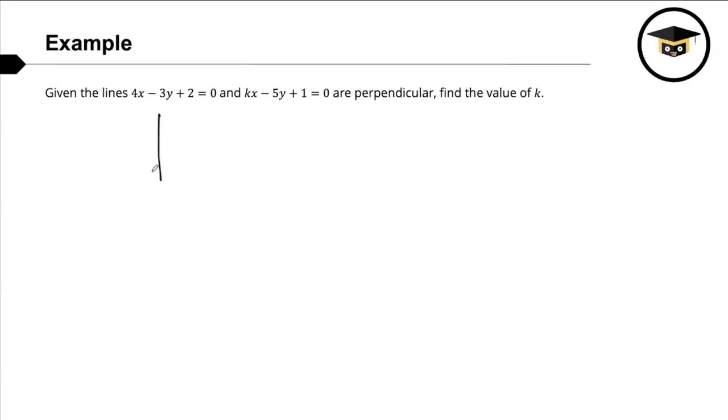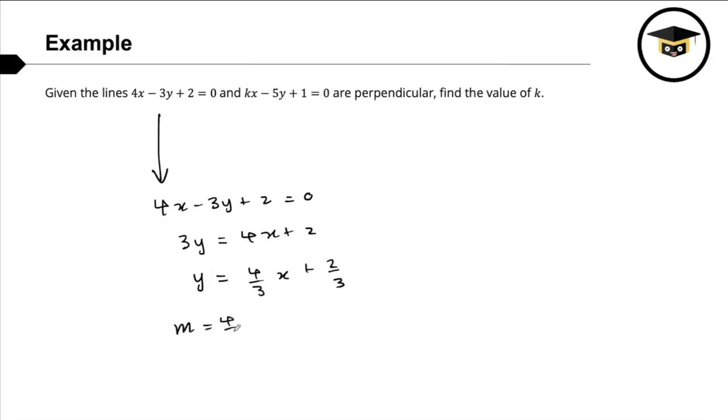So for this line, our equation, we have 4x minus 3y plus 2 equals 0. That means 3y is equal to 4x plus 2. That means y is equal to 4 on 3 x plus 2 on 3. And so our gradient is equal to 4 on 3.